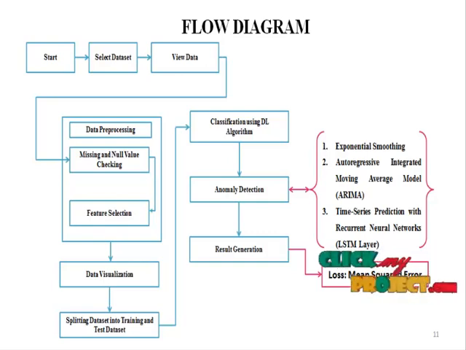After that we classify using the deep learning algorithm, and then anomaly detection. There are three steps in the anomaly detection. One is exponential smoothing. Another is the autoregressive integrated moving average model, that is the ARIMA model, and time series prediction with a recurrent neural network, that is the LSTM layer in the RNN. The final result will be the loss, that is the mean square error.